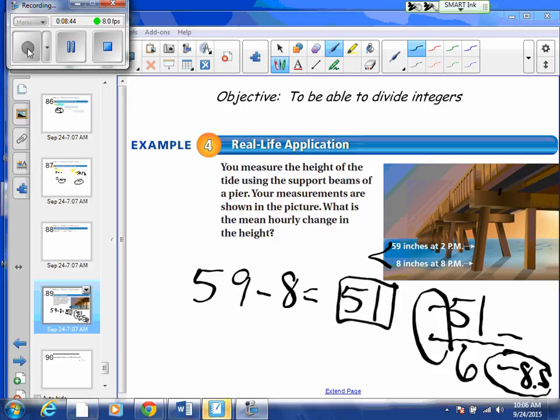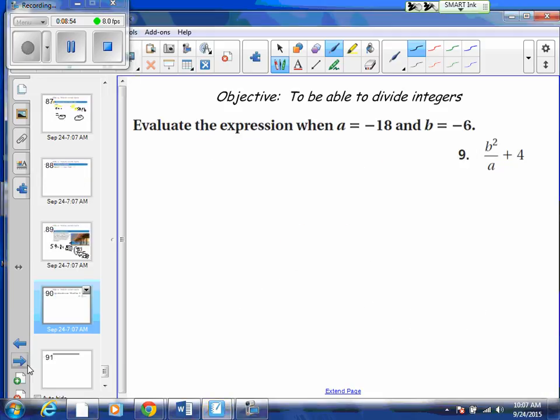So negative 8.5 means that if it were fair, if it were even, and the tide decreased by the same amount every hour, it would have decreased 8.5 inches per hour.